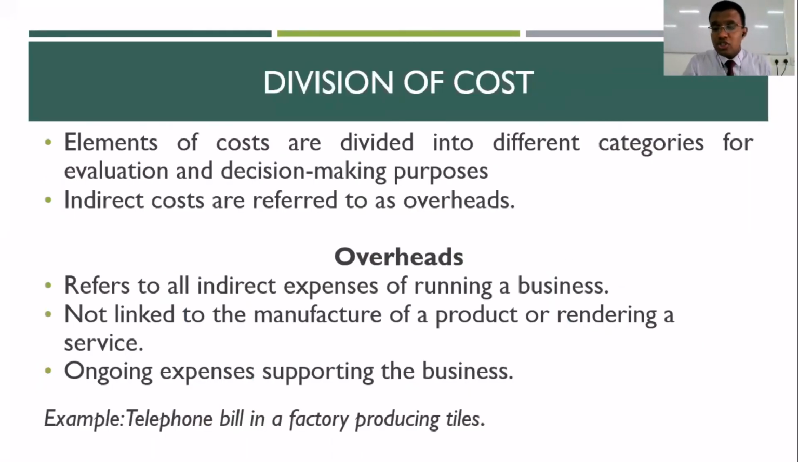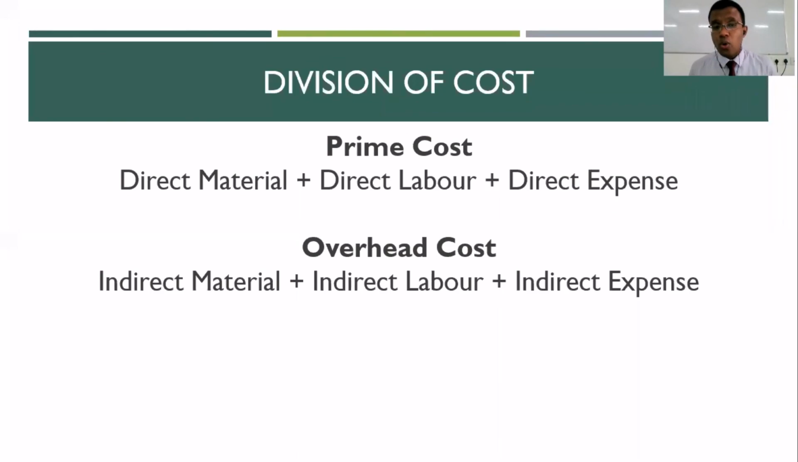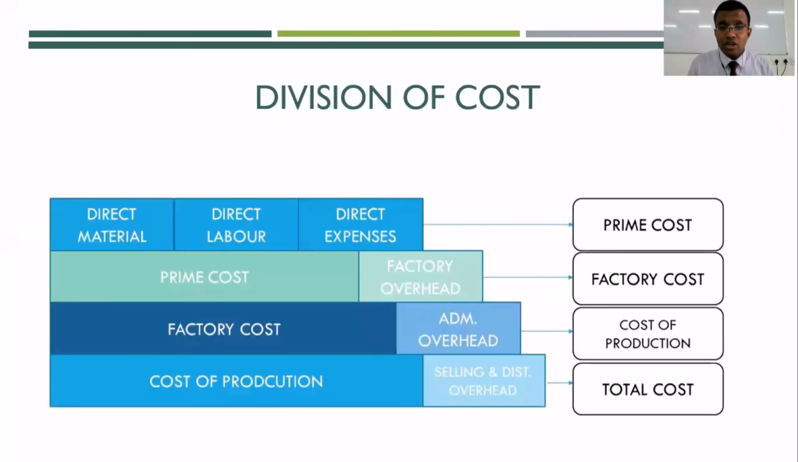Then we have spoken about divisions of cost. I told you the elements of cost can be divided into different categories. This will help you to carry out an evaluation as well as your decision-making process effectively. Any expense that you incur as a part of supporting your business is referred to as overheads. We spoke about prime cost, we spoke about overheads. We saw that the sum total of all your direct elements of cost is referred to as prime cost. Overhead cost refers to indirect material, indirect labor, and indirect expense. So with that note, we've come to the end of today's session.